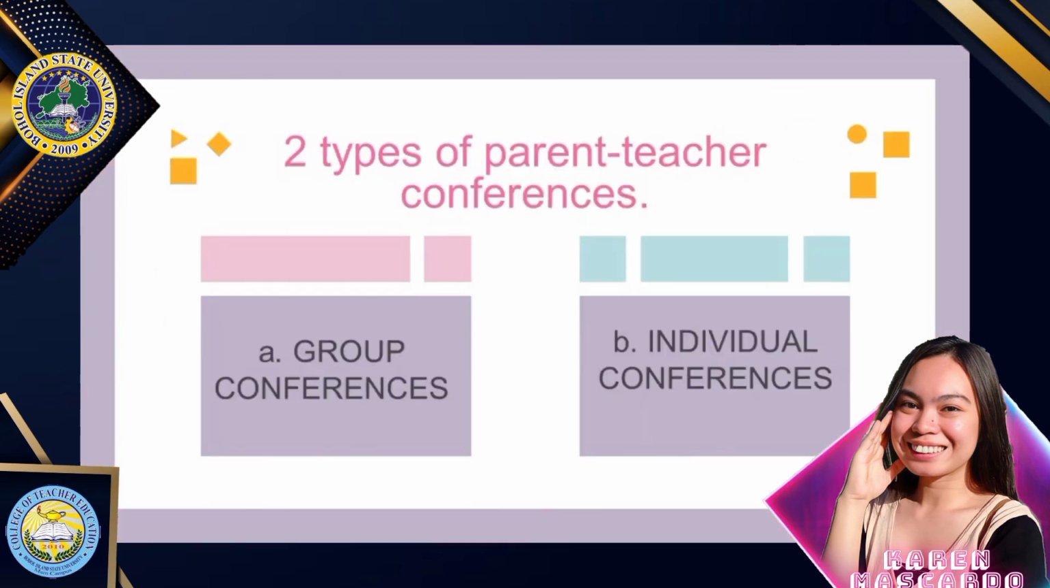There are two types of parent-teacher conferences based on two purposes. First, the group conferences. These are conducted at the beginning of the year to communicate school and class policies, class content, evaluation procedures, expectations, and procedures for getting in touch with teachers. Second, individual conferences. These are conducted to discuss the individual student's achievement, progress, or difficulties.